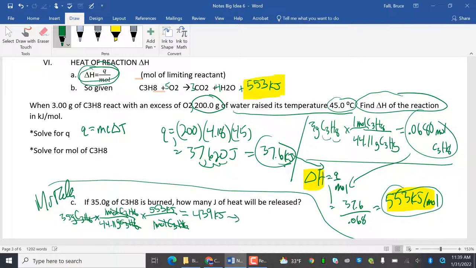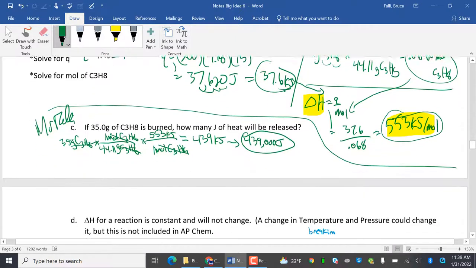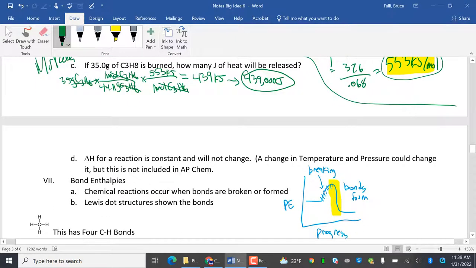And then to get that in joules, it's going to be 439,000 joules. Okay. So you can use the coefficients in the balanced equation to figure out how much heat's going to be released. The delta H for a reaction is constant, it will not change. The change in temperature and pressure could change it, but this is not included in AP Chemistry.